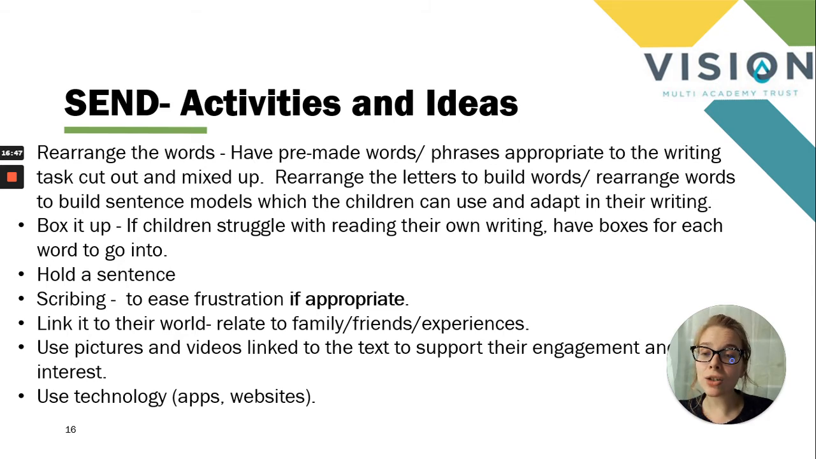Link things to their world, related to family, related to their friends, related to their own experiences. If a child can engage with an activity on a personal level, they will find it much easier to write about. Use pictures and videos linked to the text to support their engagement and interest. So maybe you need to use some YouTube videos, maybe you need to get some pictures photocopied from the text or create your own pictures. That's fine. Use that as well to support their engagement and interest.